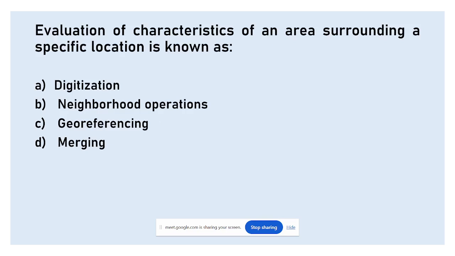Evaluation of characteristics of an area surrounding a specific location is known as something which we just discussed. Yes, the answer is neighborhood operation. So in neighborhood operation, we always evaluate the area which is surrounding a specific location. For that location we have all the details, and based on that, we evaluate the characteristics of the surrounding area.